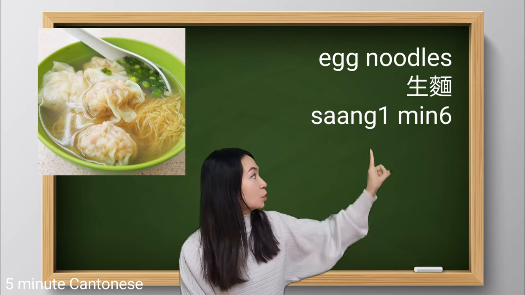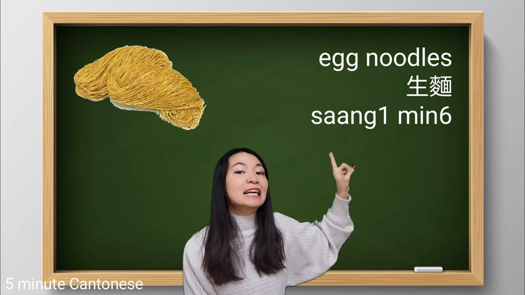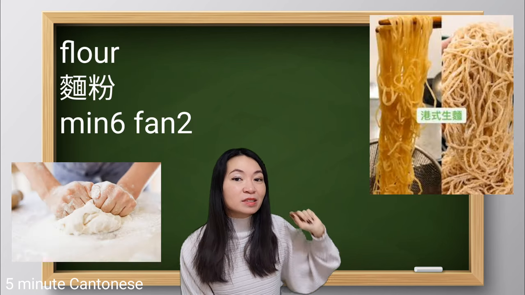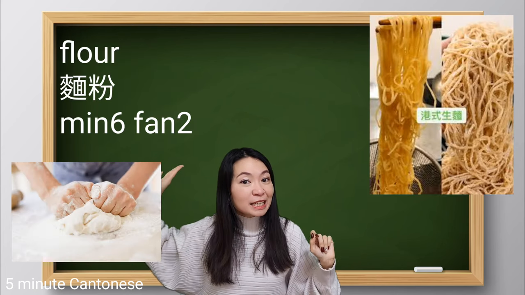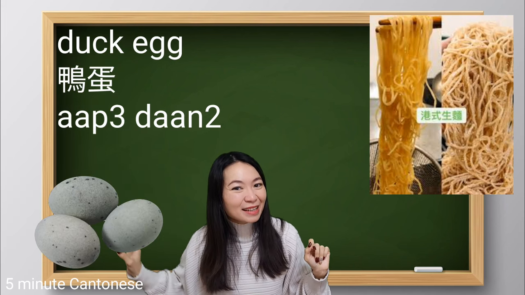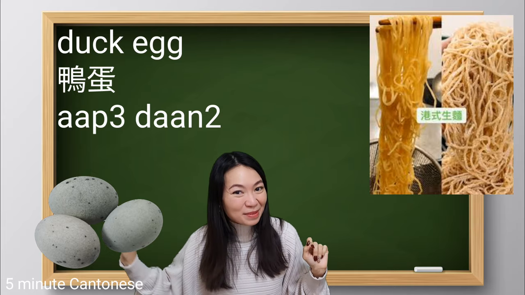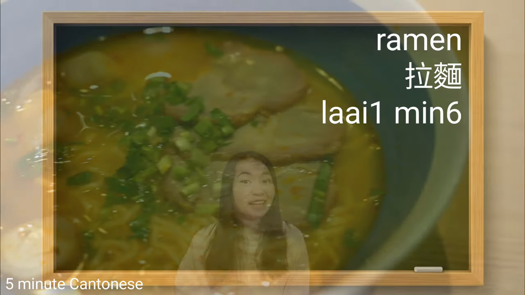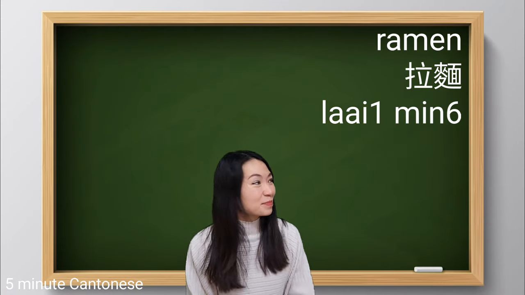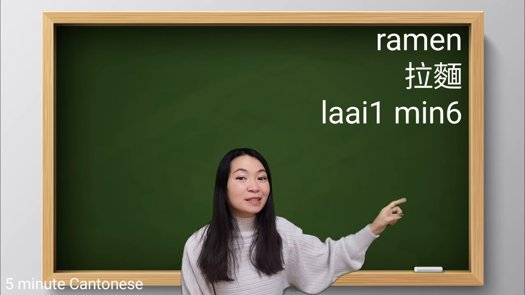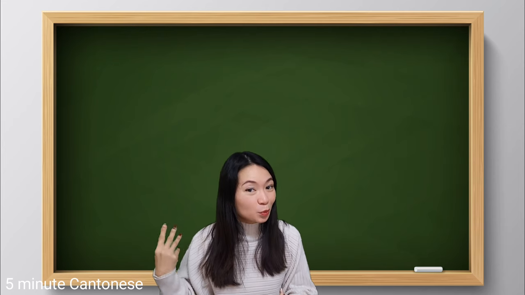The wonton noodle is actually made of sang mein. It consists of flour and duck egg, ngap dan. Another example, the Japanese ramen, lai mein. The key ingredient is also wheat.